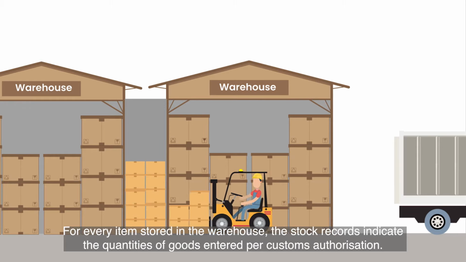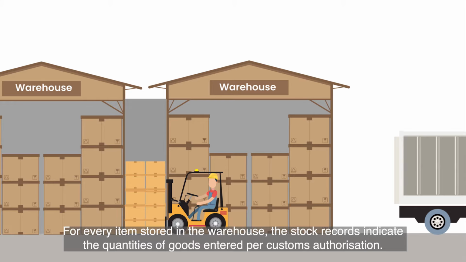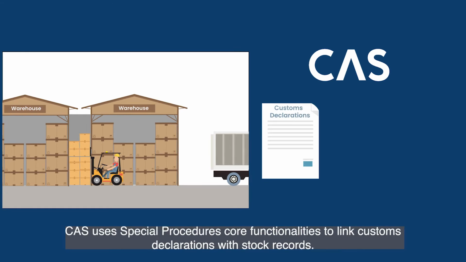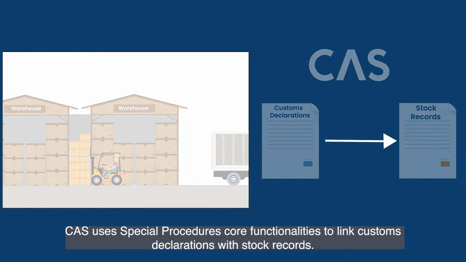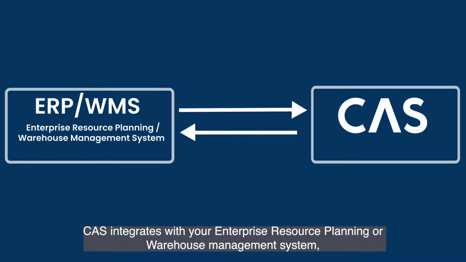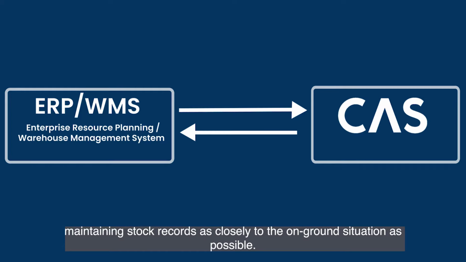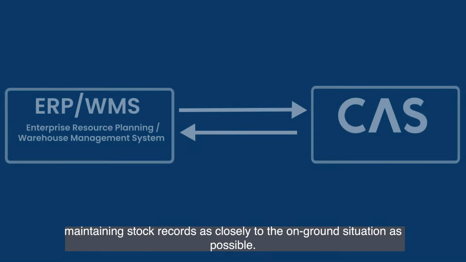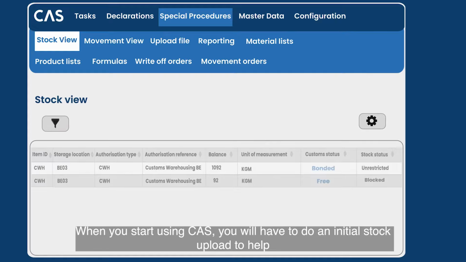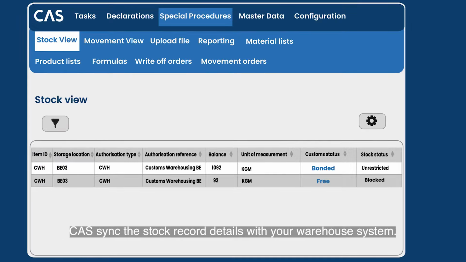For every item stored in the warehouse, the stock records indicate the quantities of goods entered per customs authorization. CAS uses special procedures' core functionalities to link customs declarations with stock records. CAS integrates with your enterprise resource planning or warehouse management system, maintaining stock records as closely to the on-ground situation as possible. When you start using CAS, you will have to do an initial stock upload to help CAS sync the stock record details with your warehouse system.